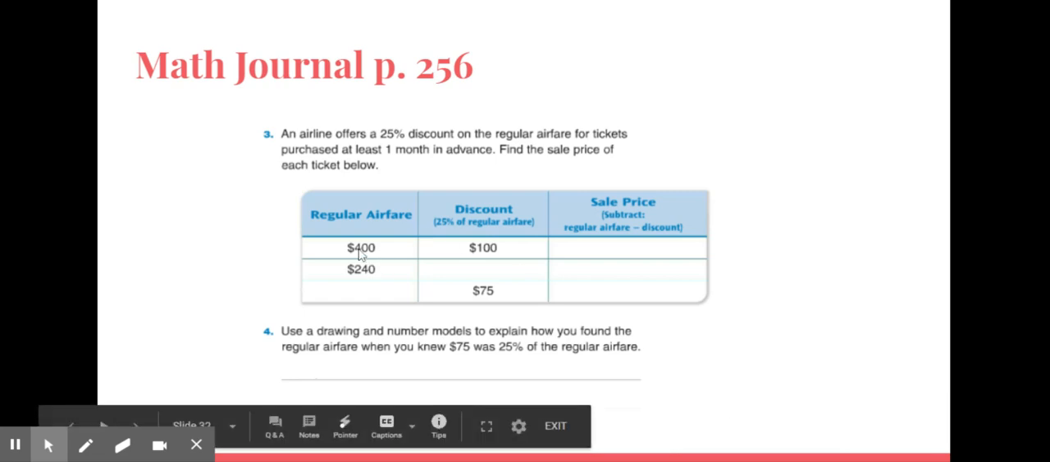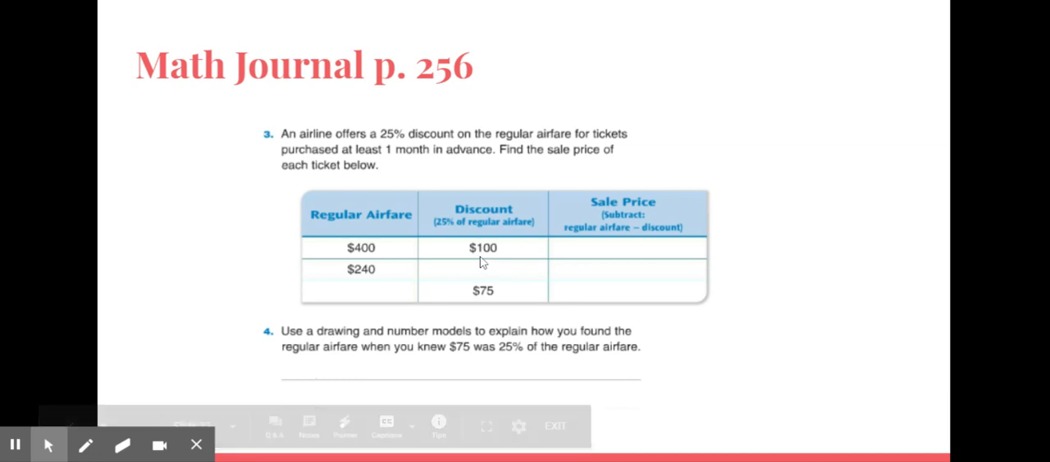So they said that the regular airfare is $400. The discount, well, if you take 400 and divide it into 4 groups, they're each worth 100. So you're going to take off $100. So 400 minus 100 equals 300.